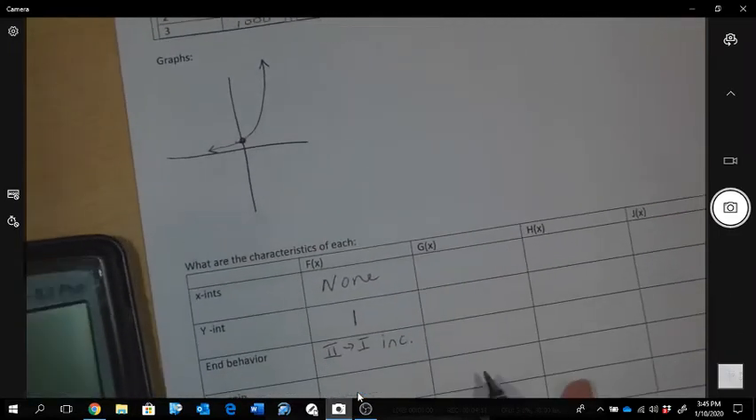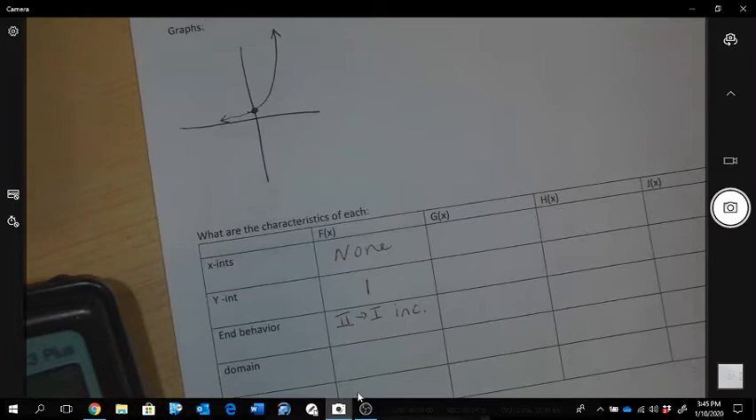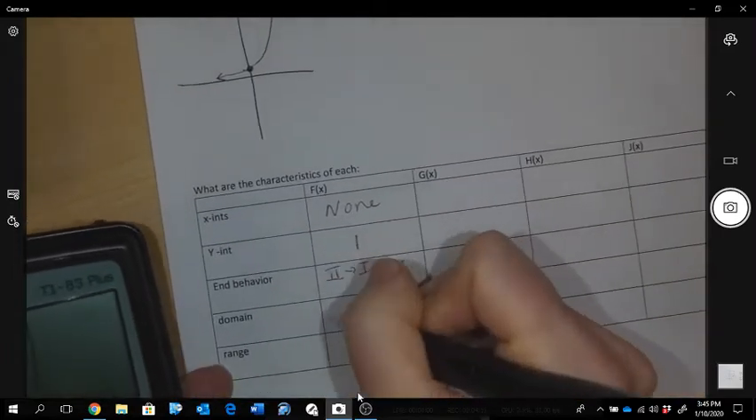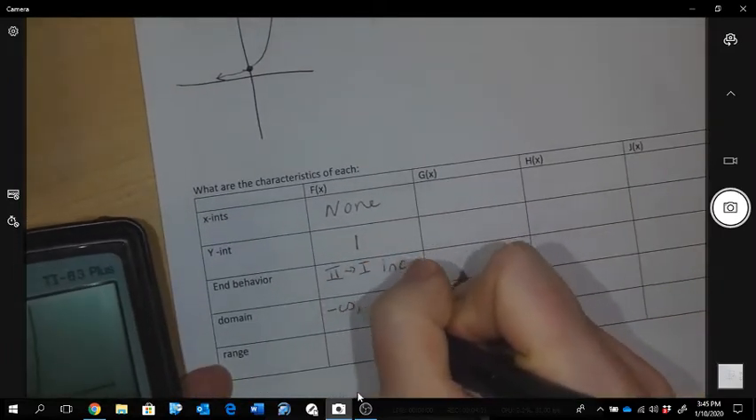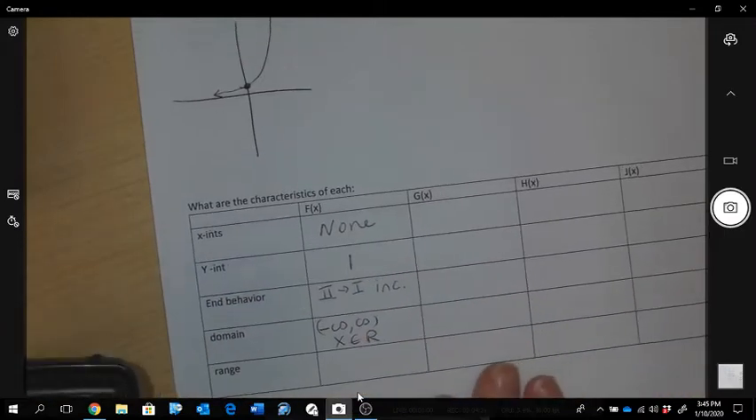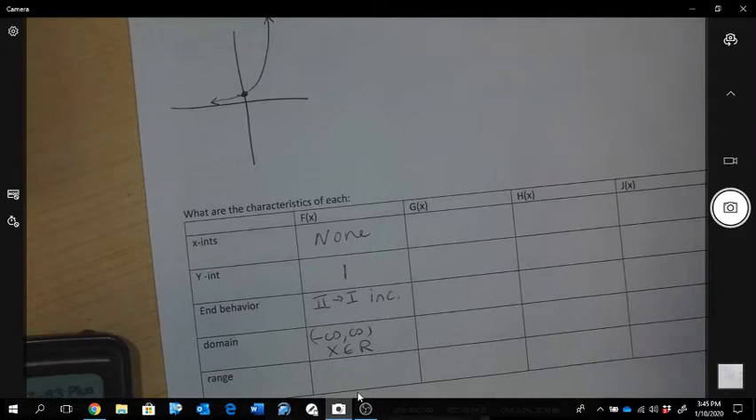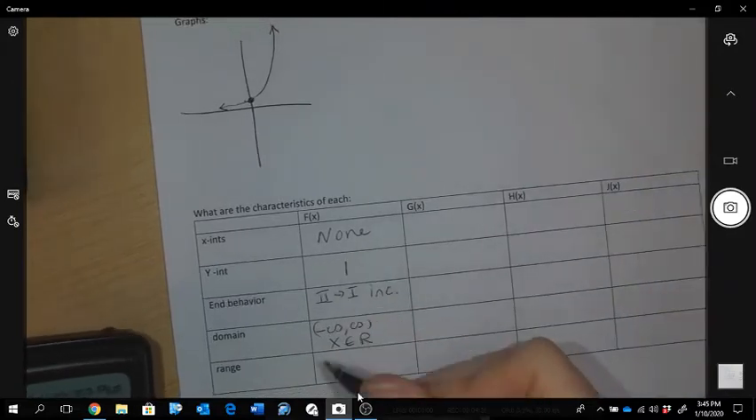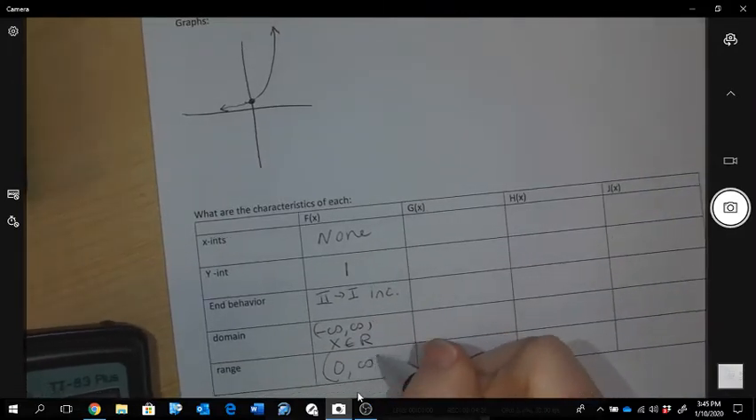And behavior, it goes from quadrant 2 to quadrant 1, it increases. The domain would go from -infinity to infinity, or x is all real. You can see it goes left and right. And the range goes from approximately 0 to infinity.